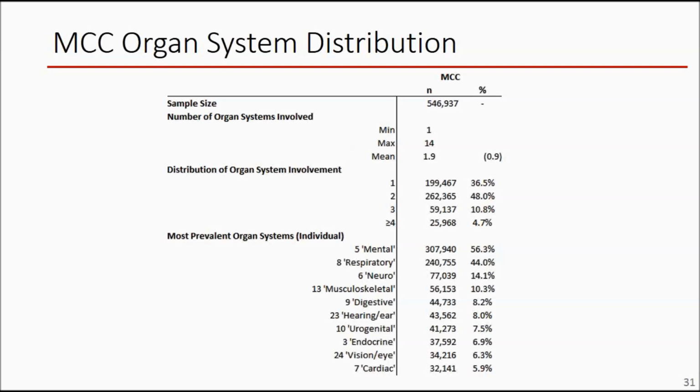Organ system distribution, a way of collapsing it at a higher level. Same sample size, this is my multi-morbidity cohort. The number of organ systems involved went from 1 to 14, mean of 1.9. 36 to 37% of kids had a single organ system involved. Things like that mental health comorbidity would be a single organ system involvement. About 48% had 2 organ systems involved. 10% had 3, and 4.75% had 4 or more. The most prevalent was mental, followed by respiratory, and then neuro, musculoskeletal, digestive, and so on.